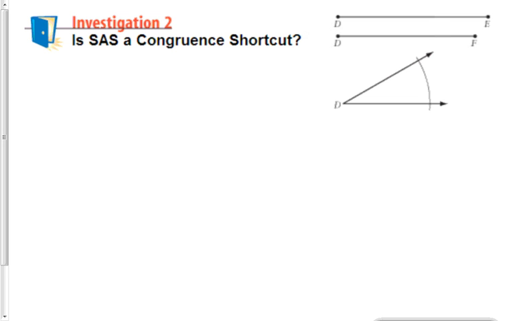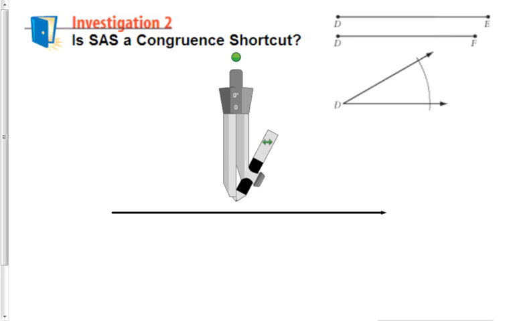All right, so now we're going to look at the side angle side congruent shortcut. And remember that the angle is an included angle. It's in between the two sides. And you can see that from the name, right? SAS, the A for angle, is between the two sides. So that's helpful. There's our ray. And let's construct. So I'm going to duplicate angle D on this ray.